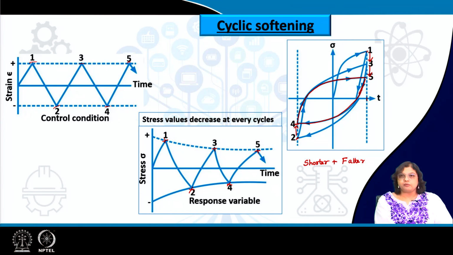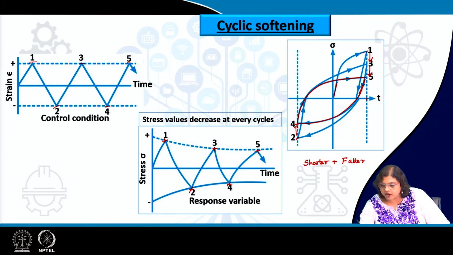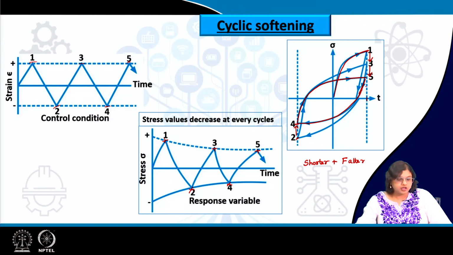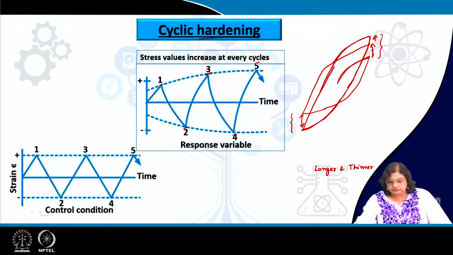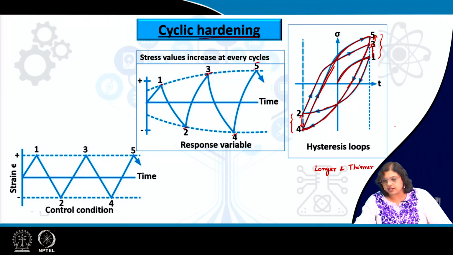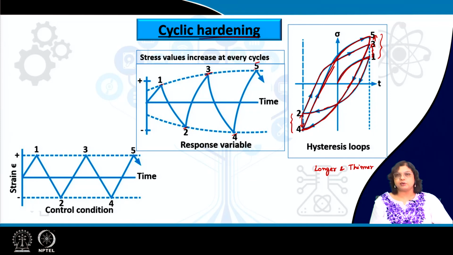Okay. But we should not be stuck with this term shorter and fatter for cyclic softening or longer and thinner for cyclic hardening, because these are also relative, shorter with respect to the initial one. So, with respect to 1 and 2, it is getting shorter and fatter for 4 and 5. Similarly, for the case of cyclic hardening, with respect to the first cycle, we are saying that the 4 and 5 hysteresis looks thinner and taller. So, this depends on its qualitative enhancement with respect to the first cycle.